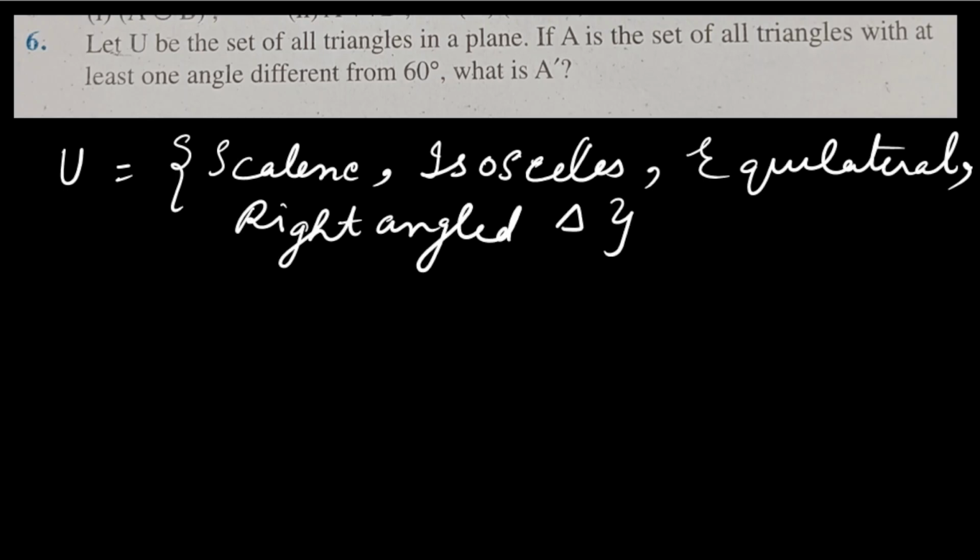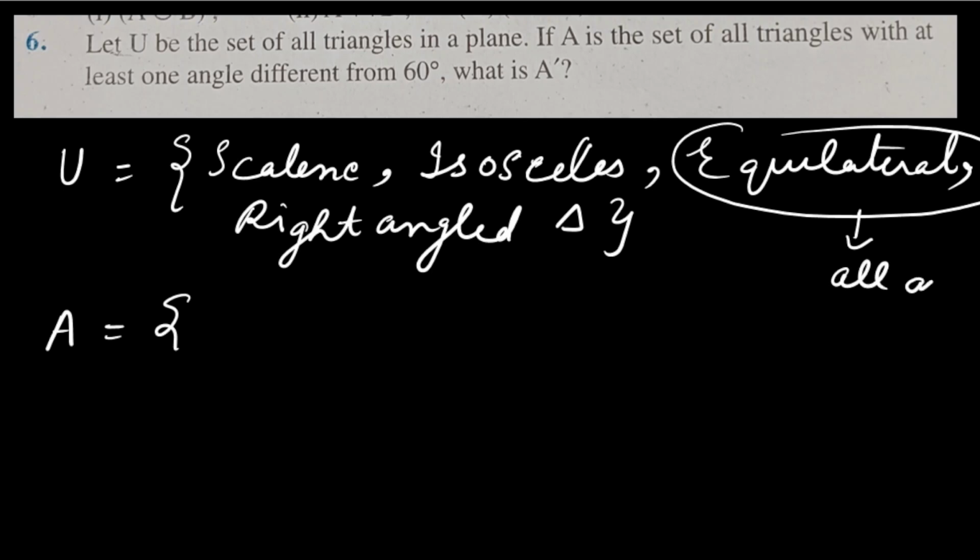This is the universal set, and A is a set of all triangles with at least one angle different from 60 degrees. If even one angle is different, at least one means one can be different, more is also possible. So here equilateral triangle won't be there, because the equilateral triangle's definition says that all angles should be 60 degrees.